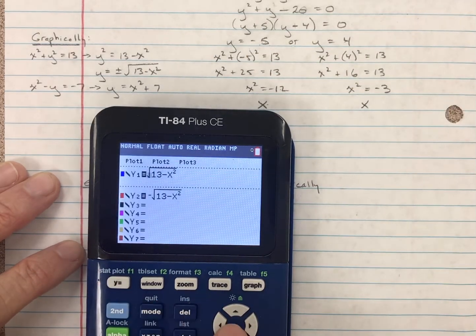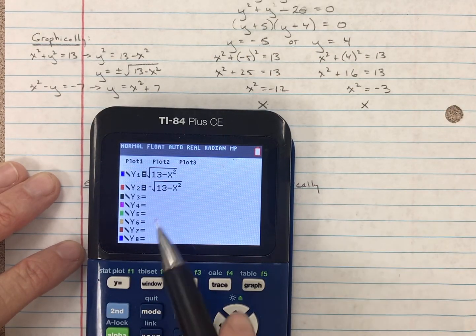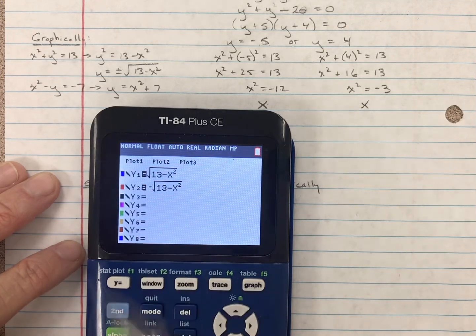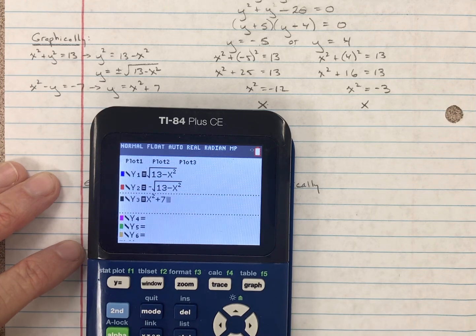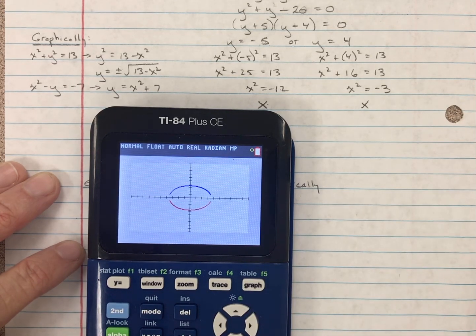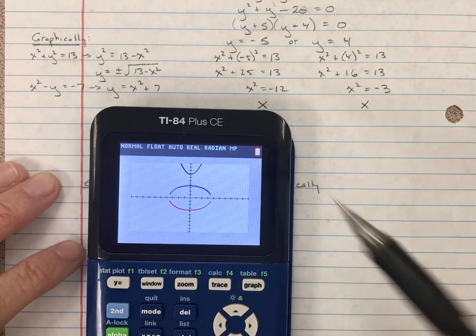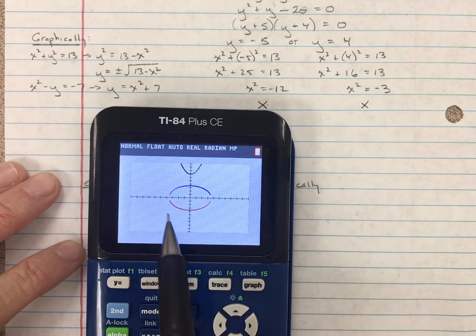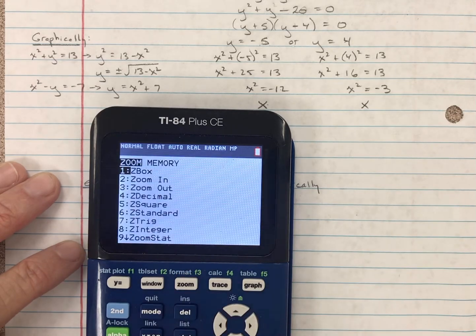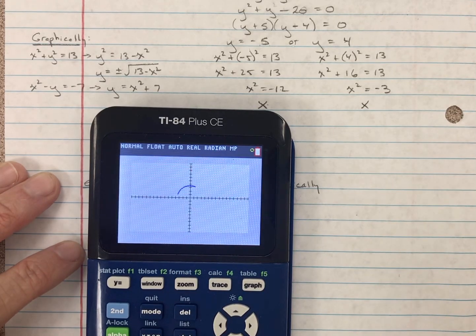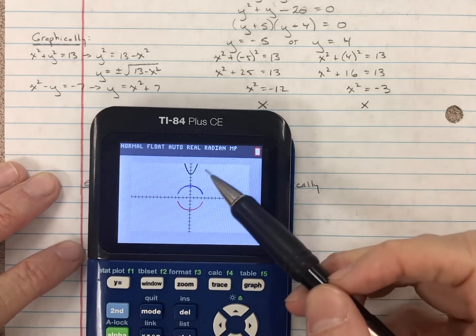Let's go back to y equals. And so equation 3, excuse me, is going to be a black line, x squared plus 7. Okay, let's graph that one on there. Well, looky there. They don't intersect at all. The circle is down here, and I'll go to zoom 5. There's the circle down around the origin, and there's the parabola up high.